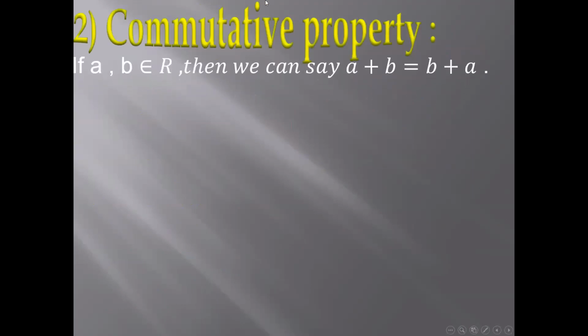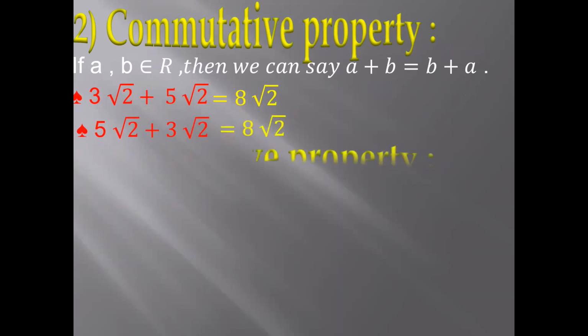Commutative property: if A belongs to R and B belongs to R, then we can say A plus B equals B plus A. So 3 root 2 plus 5 root 2 equals 8 root 2. 5 root 2 plus 3 root 2 equals also 8 root 2.